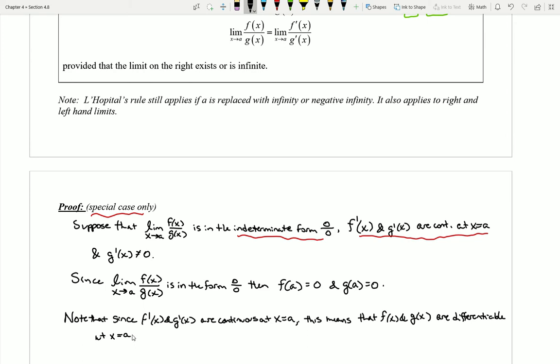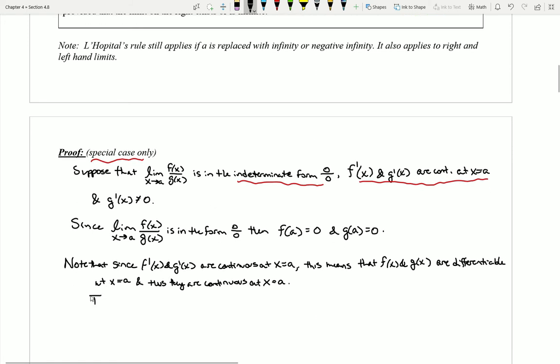at x equals a. But of course, if they're differentiable at x equals a, I can say that they are going to be continuous at x equals a. So because I know that the first derivatives are continuous at a, I know that the original functions are differentiable there, and of course then also continuous there. Now, of course, what this means is the following.